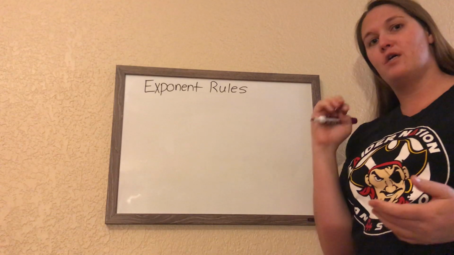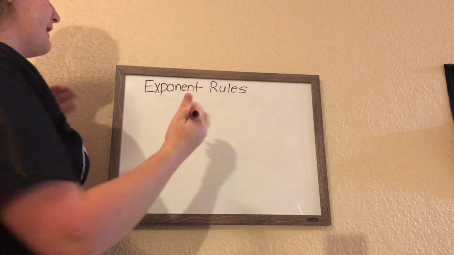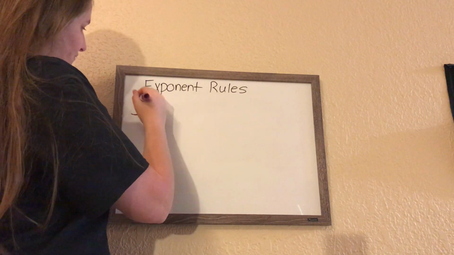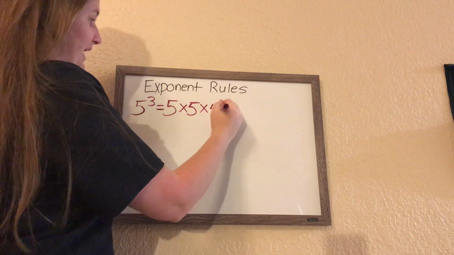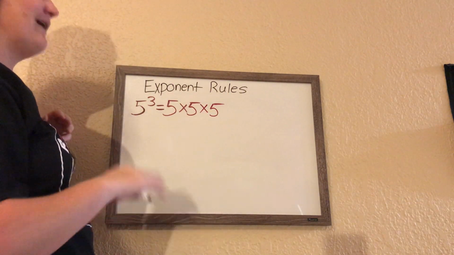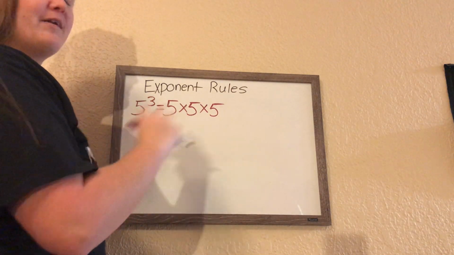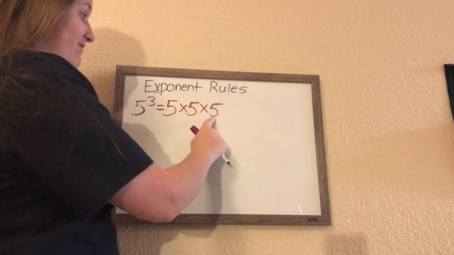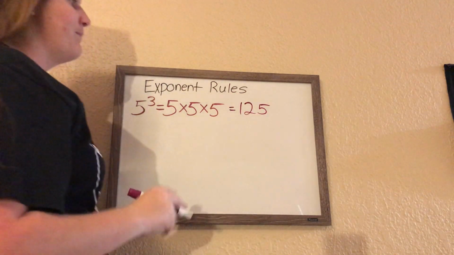So last week we talked about exponents doing certain things, like if it says 5 to the third power, that meant that we had to write it as 5 being multiplied by itself 3 different times, not 5 times 3, but 3 different 5s, right? So 5 times 5 times 5 would give us 125.